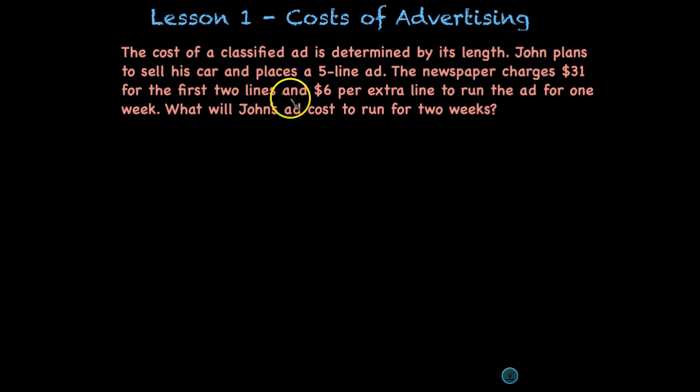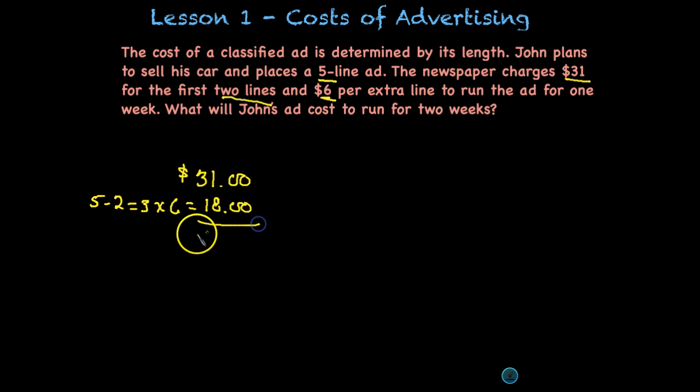So, John plans to sell his car and place a 5-line ad. Very important. The newspaper charges $31 for the first 2 lines. So we know that John is for sure going to have to pay $31 because he has more than 2 lines. He has 5 lines. So if we take 5 minus 2, he has an extra 3 lines times $6 here per extra line. So he's going to have to pay an additional $18. Adding those together, we get $49. But again, remember, John wants to run the ad for 2 weeks rather than 1. So we need to double this or multiply it by 2. And we would get $98 for John's ad.